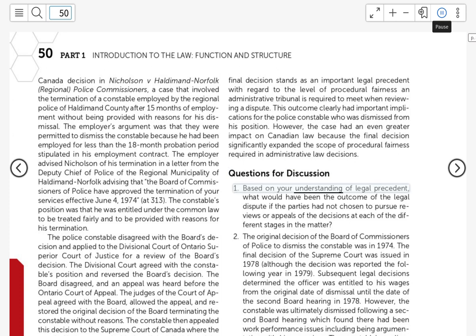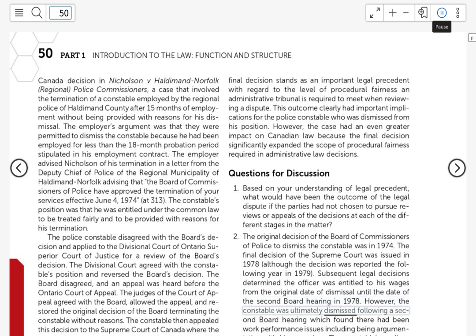Questions for discussion. 1. Based on your understanding of legal precedent, what would have been the outcome of the legal dispute if the parties had not chosen to pursue reviews or appeals of the decisions at each of the different stages in the matter? 2. The original decision of the Board of Commissioners of Police to dismiss the constable was in 1974. The final decision of the Supreme Court was issued in 1978, although the decision was reported the following year in 1979. Subsequent legal decisions determined the officer was entitled to his wages from the original date of dismissal until the date of the second board hearing in 1978.